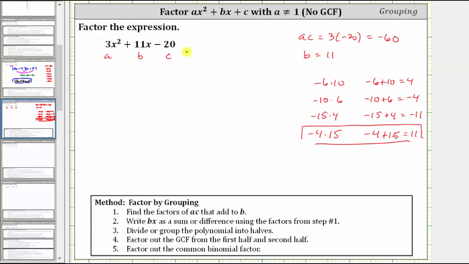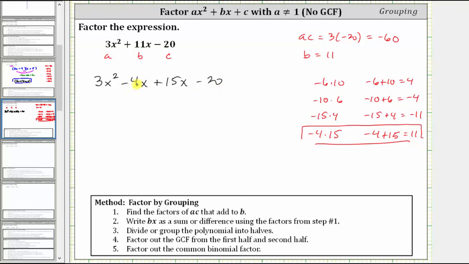So we take the original trinomial and write it as 3x squared minus 4x plus 15x minus 20. Again, we use the two factors of AC that added to b to rewrite the middle term as a sum or difference. And now that we have four terms, we can factor using the method of factor by grouping.